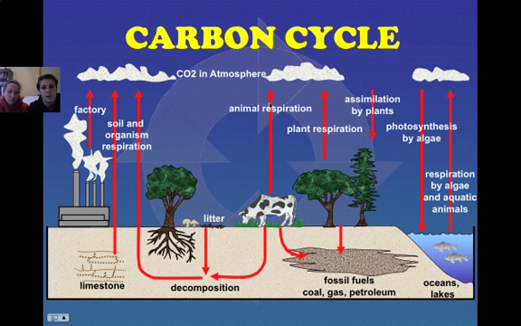All right, guys, so we can see here carbon dioxide in the atmosphere. Remember, that would be abiotic. We have animal respiration. You've got plant respiration. So these would be the biotic parts of it. You've got assimilation of plants. You've got photosynthesis by algae, respiration by algae and other aquatic animals, which would happen in our oceans and lakes. We've got fossil fuels, coal, gas, and petroleum. Litter, which would be abiotic, can actually be decomposed and then brought into the soil. But soil and organism respiration also. So you can see the limestone down here. And then we have factories that also put this carbon dioxide back into our atmosphere. So it's just a big cycle.